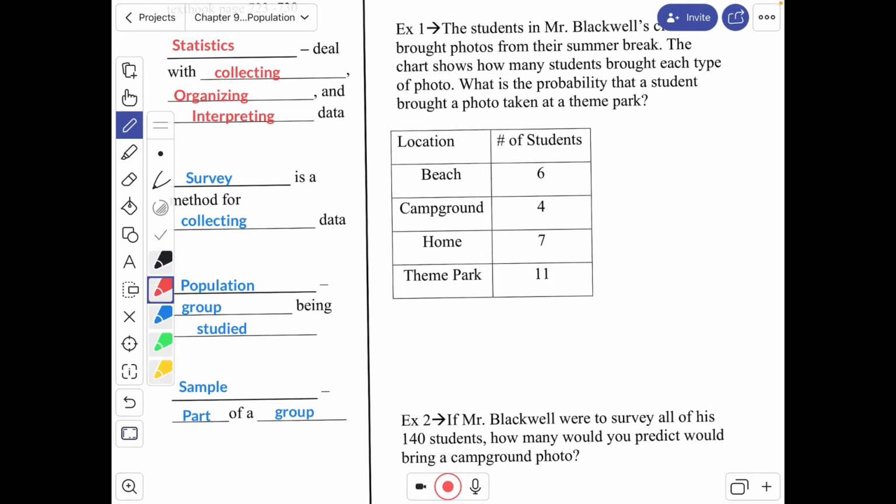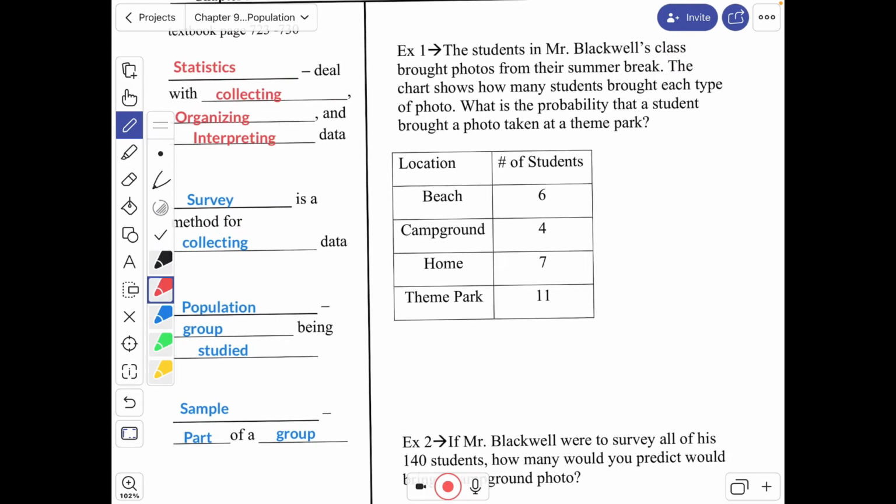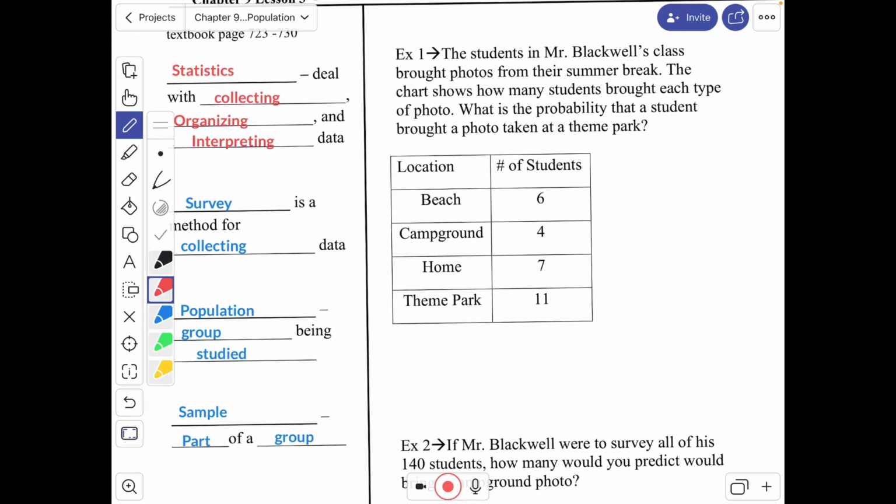So let's look at the example. It says the students in Mr. Blackwell's class brought photos from their summer break. The chart shows how many students brought each type of photo. What is the probability that a student brought a photo taken at a theme park? Now, if you think back to January when we talked about probability, it is just a fraction. So we're looking for the probability of a theme park picture.